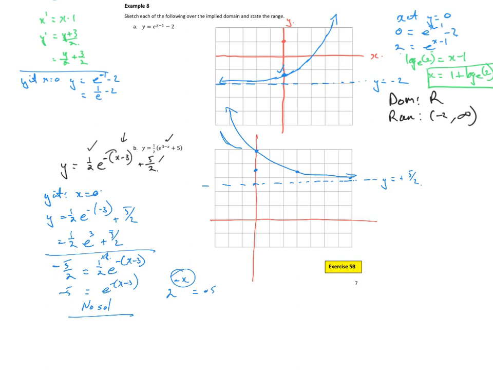Okay, so I'm pretty comfortable again with that, domain and range. Domain for my exponential graph is R, and the range in this case is from, well, we've got 5 on 2 up to positive infinity. Alrighty.